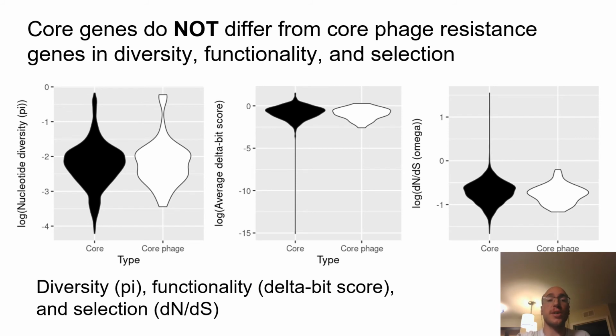I then asked whether I found evidence of an arms race dynamic. If there was an arms race dynamic, I'd expect core phage resistance genes to have higher diversity, lower functionality, and higher selection than core genes in general. Instead, I found evidence of the opposite. There were not statistically significant differences in nucleotide diversity, functionality measured through delta bit score, or selection between core genes and core phage resistance genes.